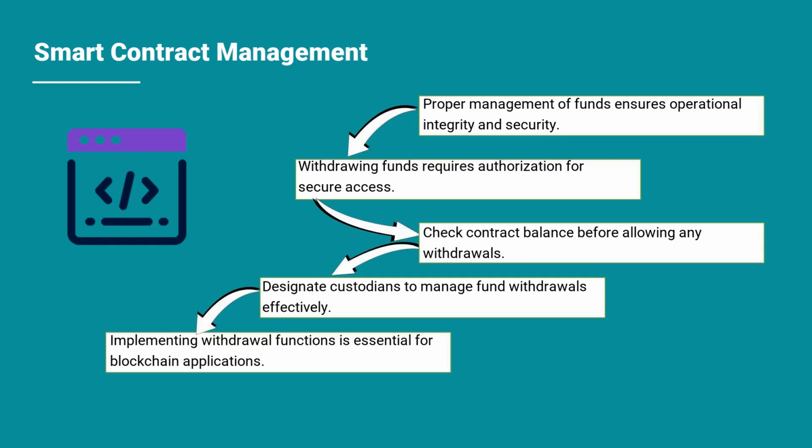First and foremost, it's essential to verify who has the authority to withdraw the funds. This is typically the beneficiary or a designated custodian. This is a security measure to ensure that only authorized addresses can access the collected funds, minimizing the risk of unauthorized withdrawals. The next component of our withdrawal function is to check that there are indeed funds available for withdrawal. This can be done by querying the Ether balance of the contract itself.